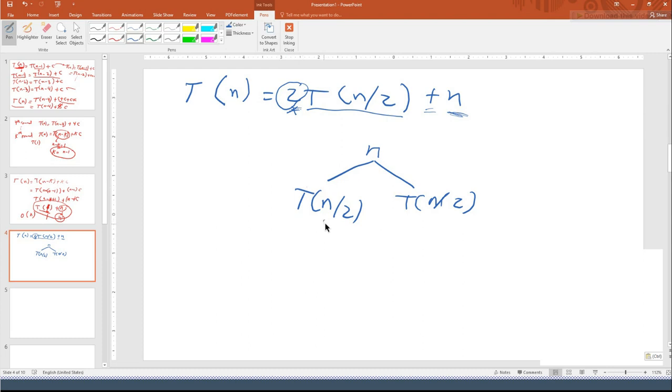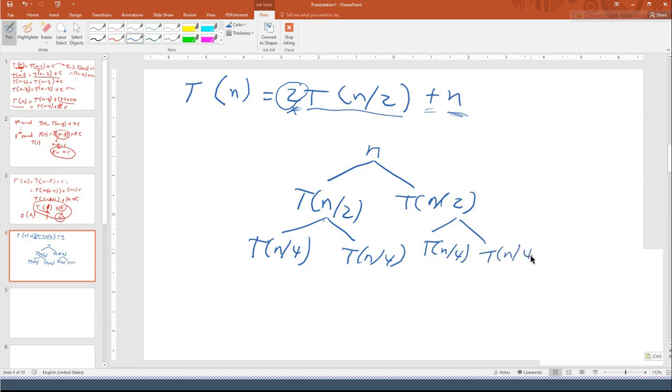Now, every time in the tree you have to divide by 2. So this T(n/2), if I divide it again by 2, will be T(n/4). And this one is the same thing: T(n/4) and T(n/4). You have to continue doing this until the T is vanished.